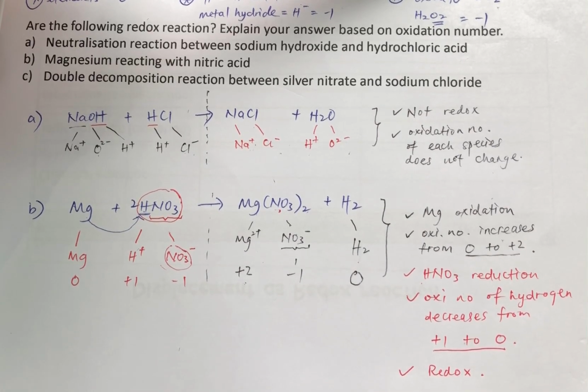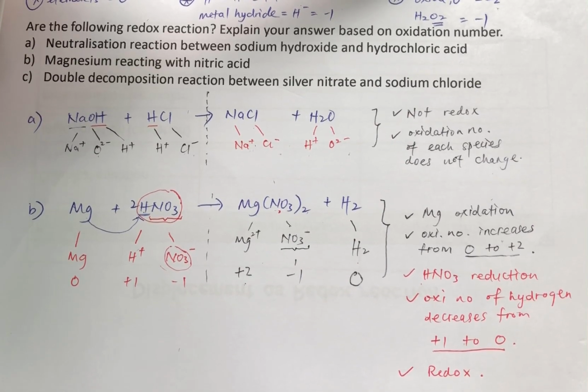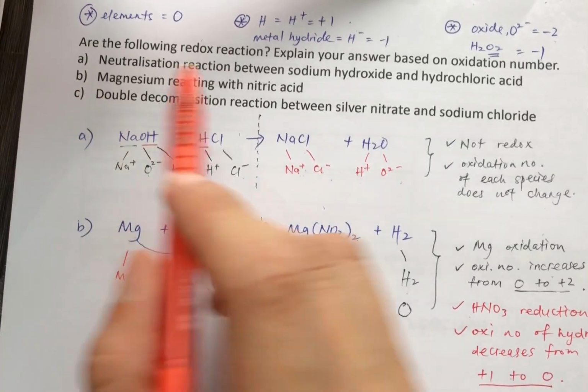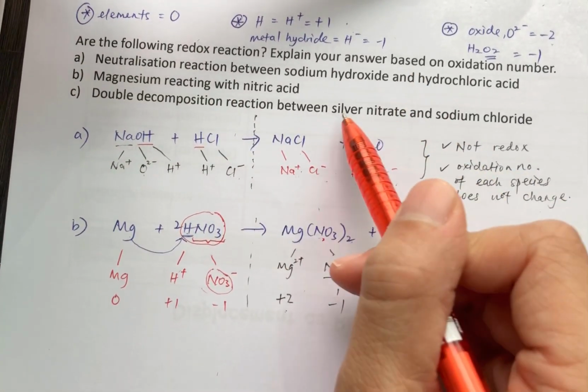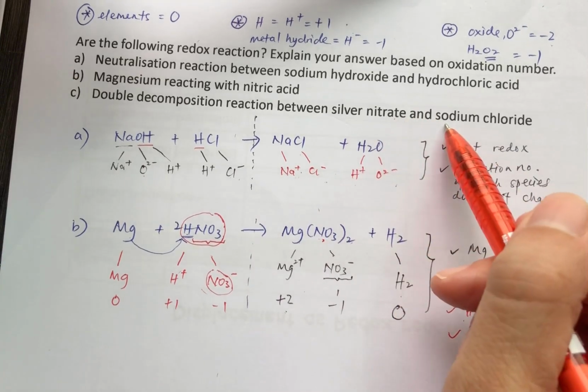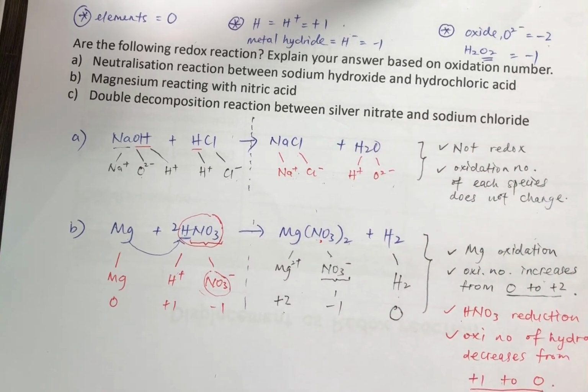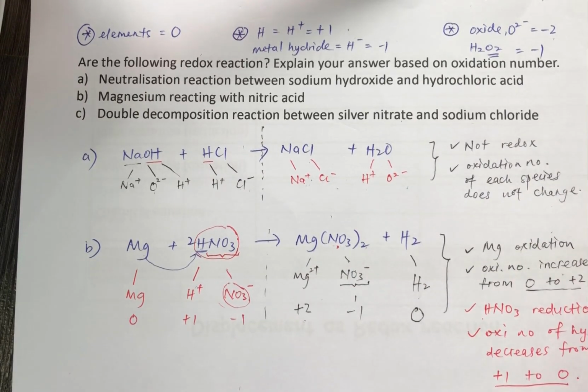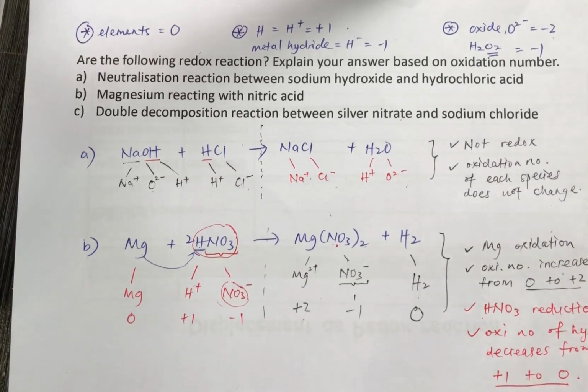Okay, simple as that. So what is your homework? Your homework is reaction C: the double decomposition reaction between silver nitrate and sodium chloride. Please determine if it is a redox or not. Okay? Thank you.